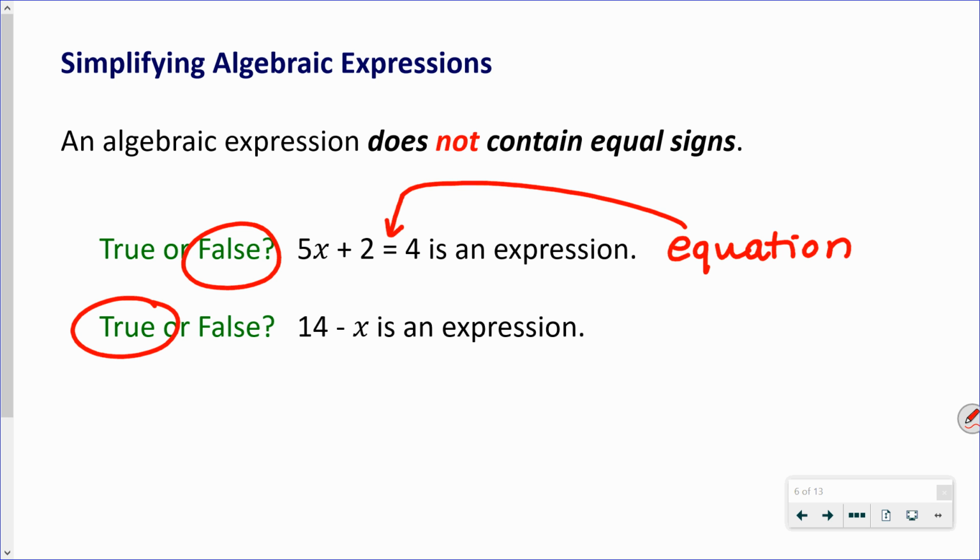So the second example is true. 14 minus x is an expression because 14 minus x is a combination of numbers, operations, and variables that does not include an equal sign.